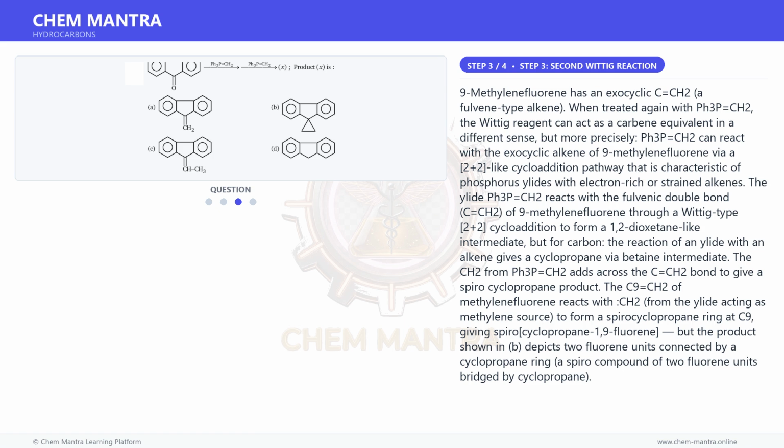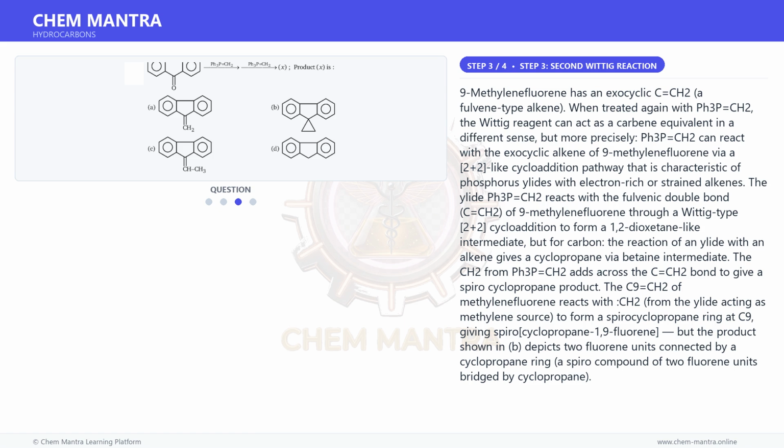The ylide Ph3P=CH2 reacts with the fulvenic double bond C=CH2 of 9-methylenefluorene through a Wittig-type 2+2 cycloaddition to form a 1,2-dioxetane-like intermediate, but for carbon, the reaction of an ylide with an alkene gives a cyclopropane via a butane intermediate. The CH2 from Ph3P=CH2 adds across the C=CH2 bond to give a spirocyclopropane product.